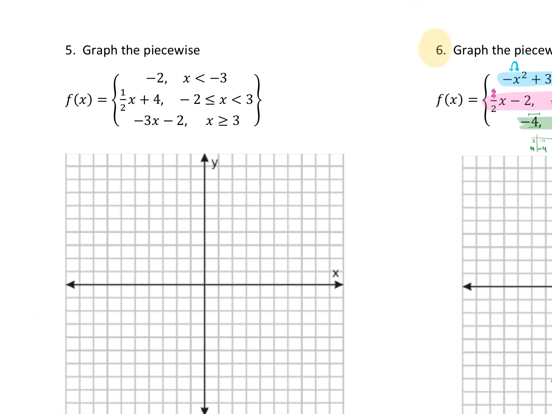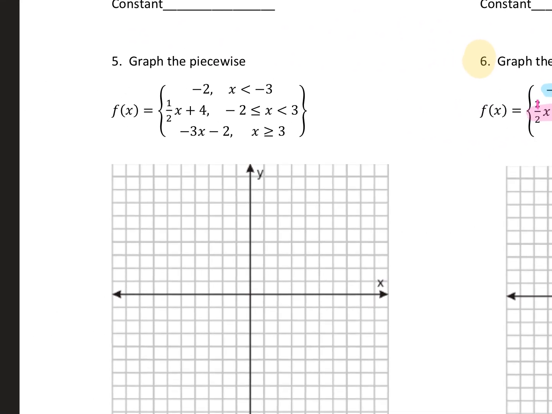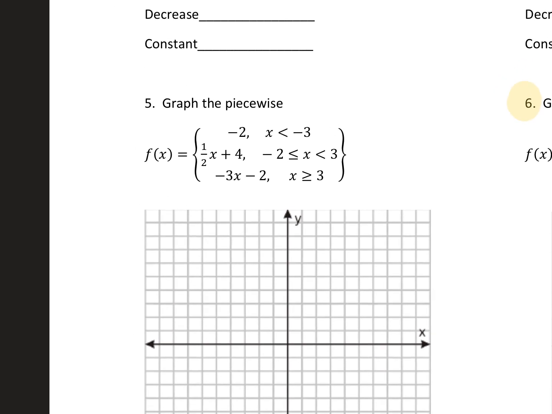There wasn't a question like it on the review, but we did some in the notes and in the homework. So I'm going to use number 5 as an example. But sometimes it could give you a piecewise function and ask you to evaluate a certain number. So let's say it asks for f of 6. Given this piecewise function, how would I find f of 6? What would I need to do first?